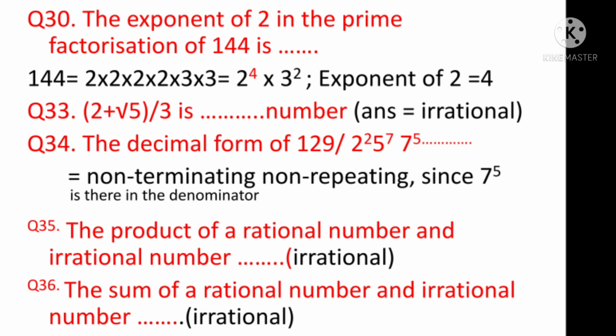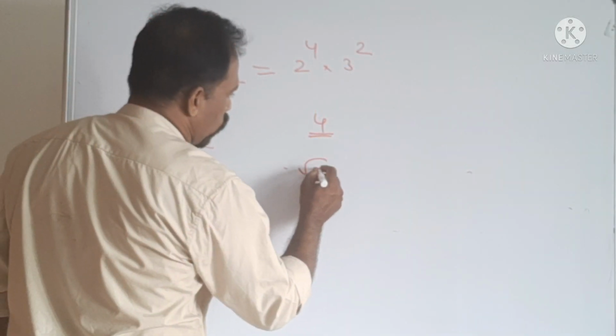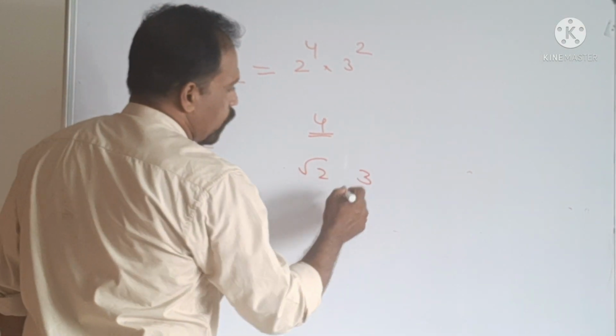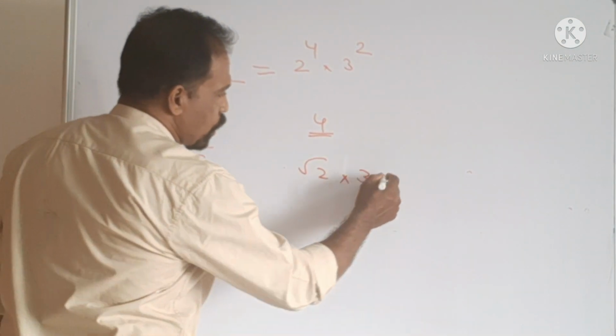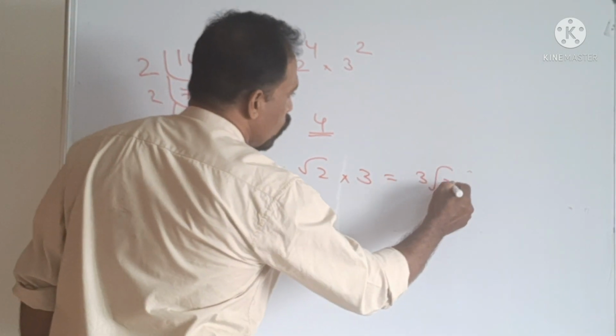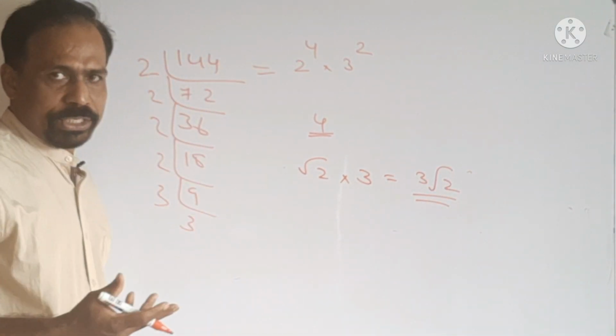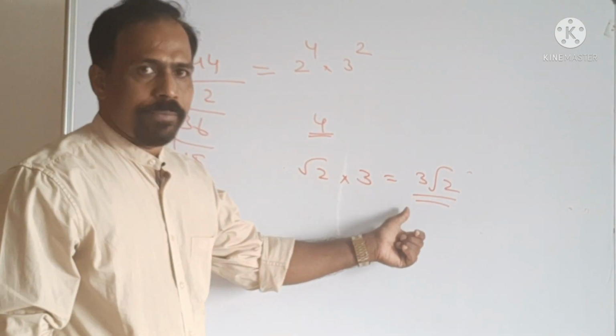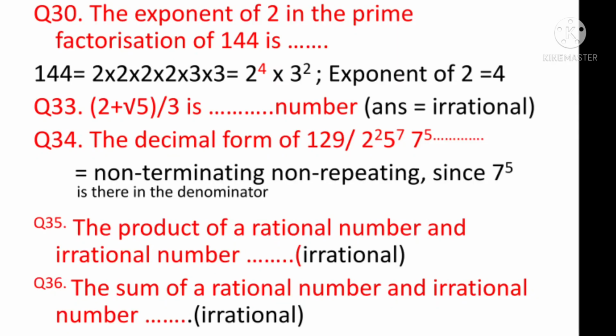Now question number 35. Is the product of a rational number and an irrational number. So let us take the product of a rational number and an irrational number. Root 2 is an irrational number and 3 a rational number. The product of these two will be 3√2. 3√2 is again an irrational number. So the product of an irrational number and a rational number will be an irrational number.